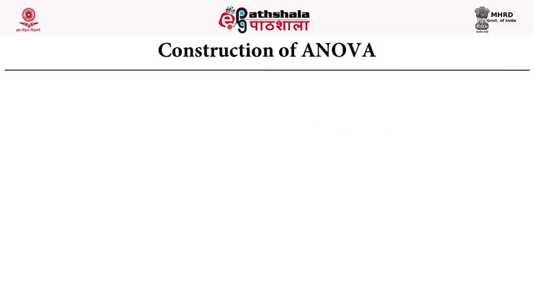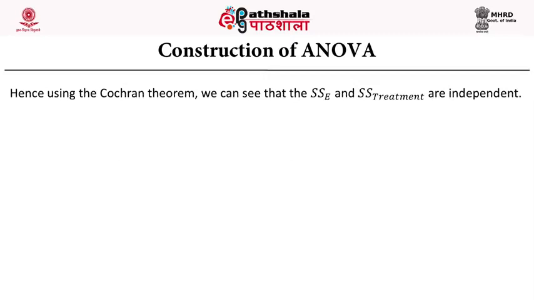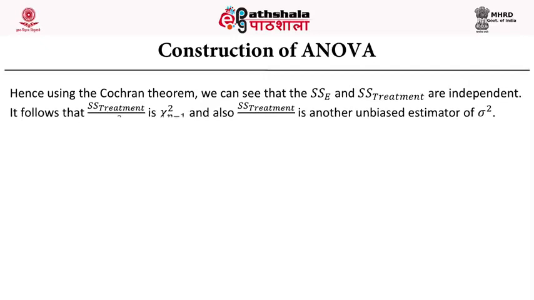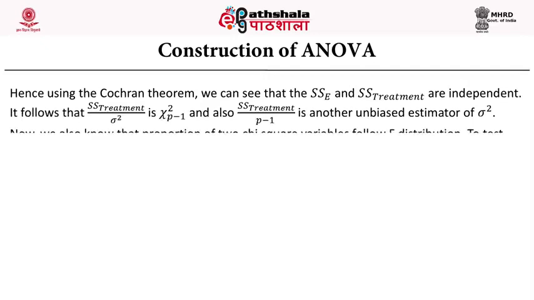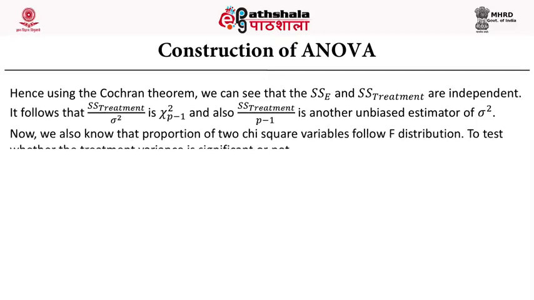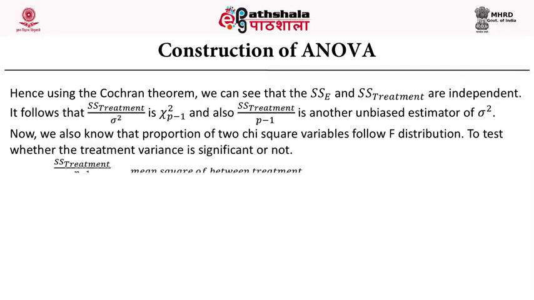Now in this section we discuss how to construct the ANOVA table. For that we use Cochran's theorem, and from Cochran's theorem we can see that the sum of squares of error and the sum of squares of treatments are independent. It follows that the sum of squares of treatment divided by sigma square is chi-square with p minus 1 degrees of freedom, and also the sum of squares of treatment divided by p minus 1 is another unbiased estimator of sigma square.